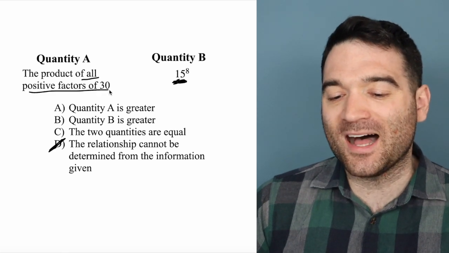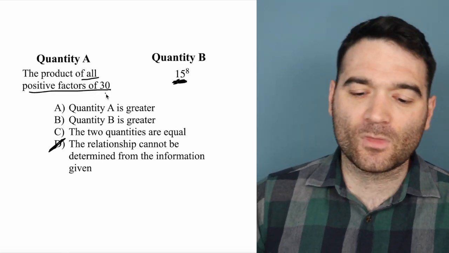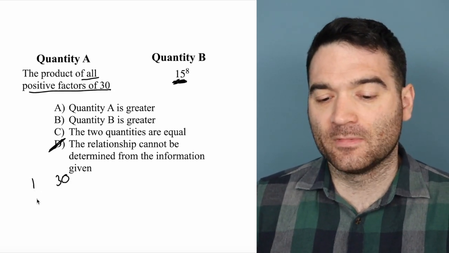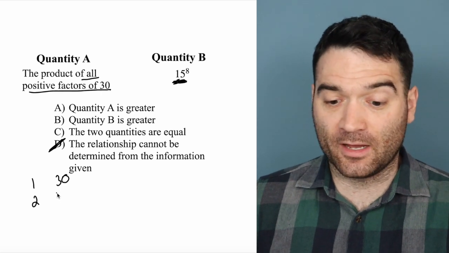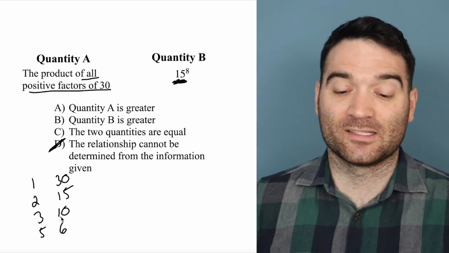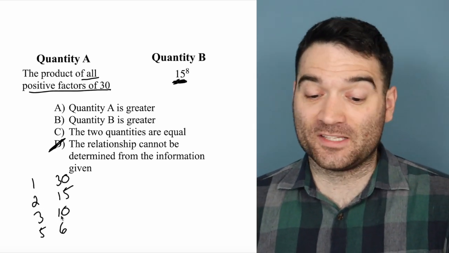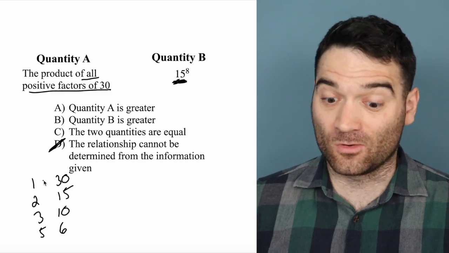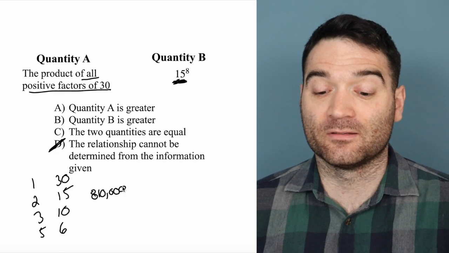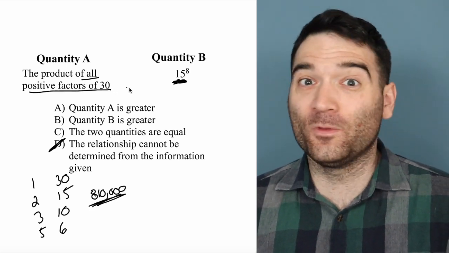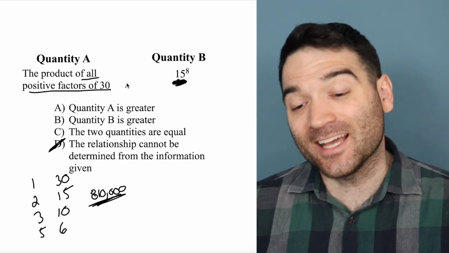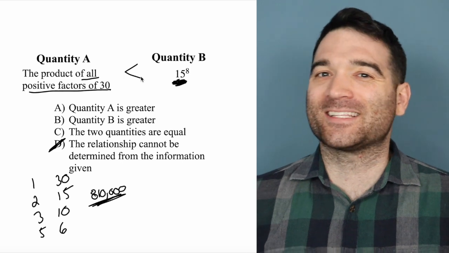The product of all positive factors of 30. Well, what are the positive factors of 30? Let me write them out. There's 1 and 30. There's 2 and 15. There we go. There's 3 and 10. And then there's 5 and 6. Now, if you multiply all of these together on your calculator, which isn't the worst thing in the world, you would find that this comes out to 810,000. Now, our only goal here is to decide which one is bigger. So the mere fact that this can't fit in the calculator and this can tells us that quantity B is greater. But maybe that's not satisfying enough to you.